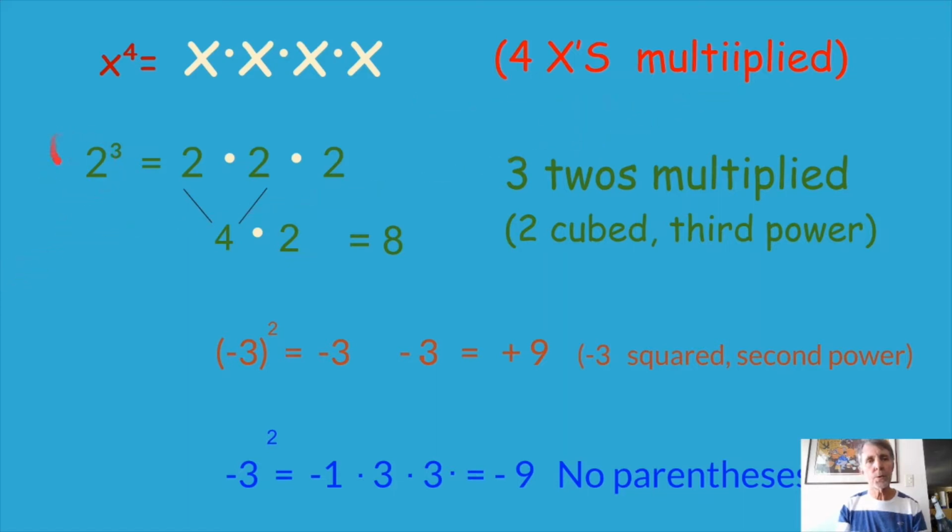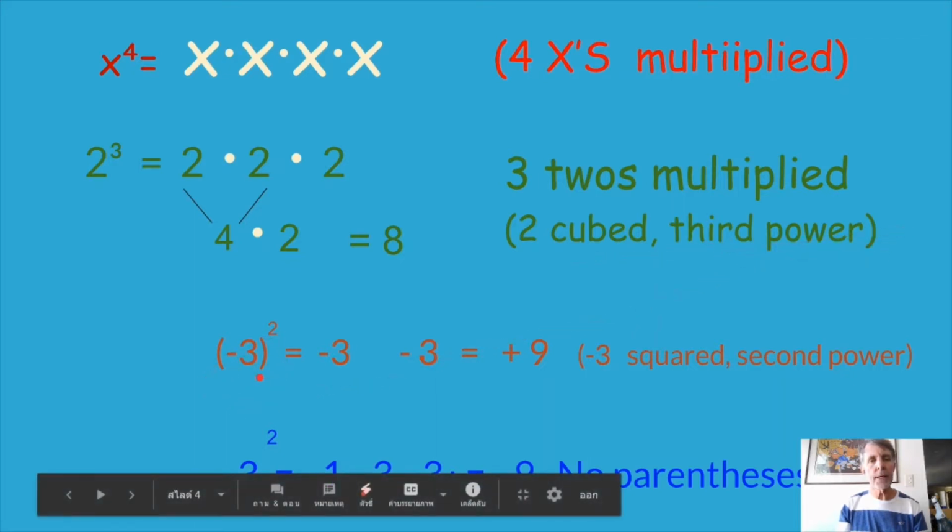And here's 2 to the 3rd power, where the base is 2, so we multiply 2 times 2 times 2, 3 times. And this 3rd power has a special name. It's called cubed. 2 cubed, because it's 2 to the 3rd power.